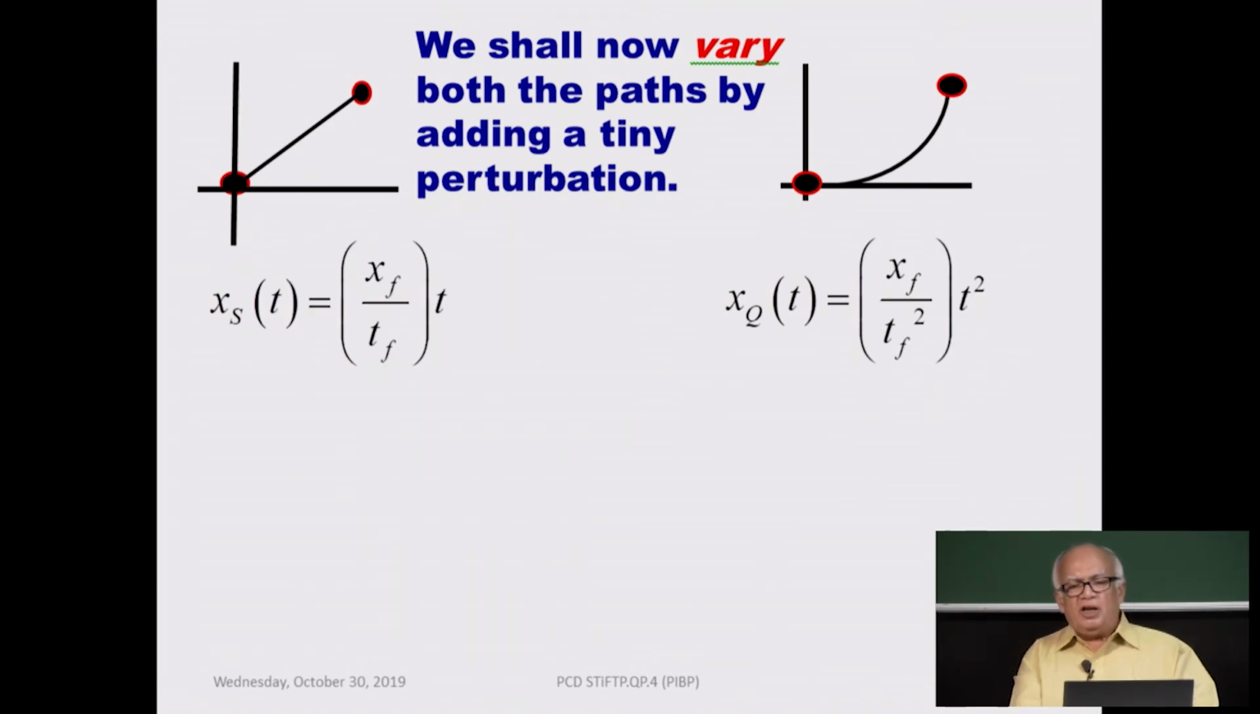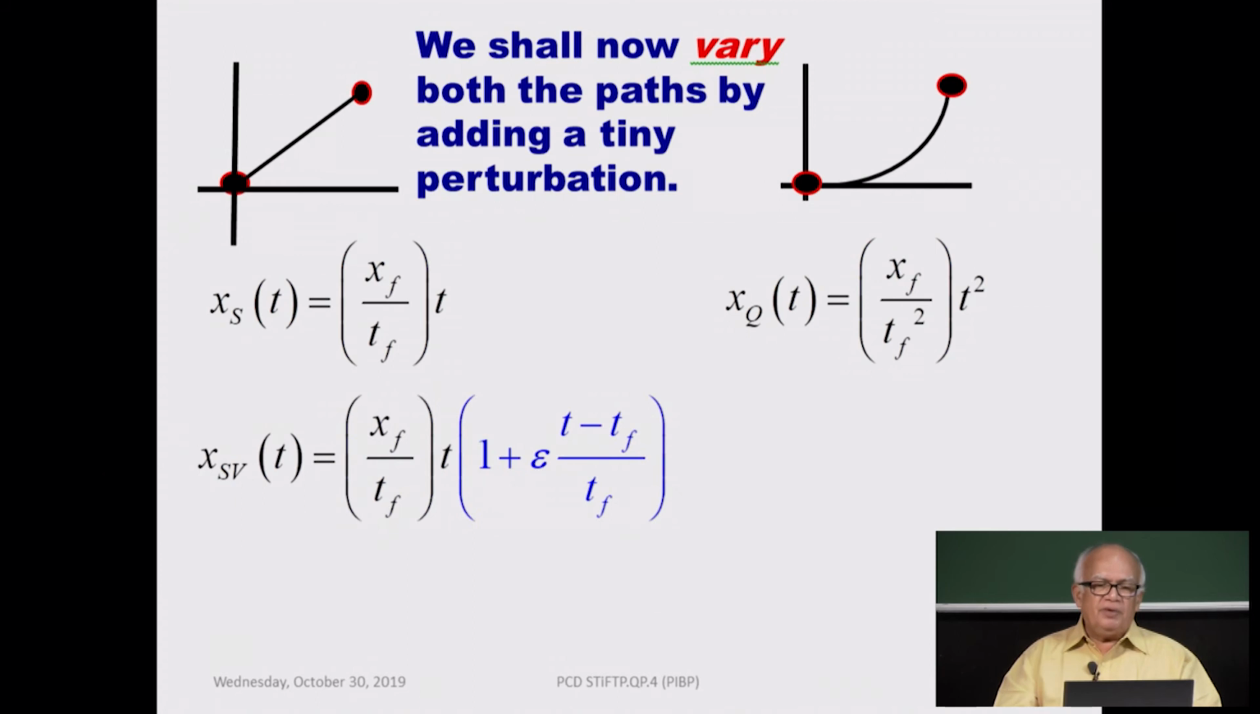So, this is the original path. The straight line path is a linear function of time, the quadratic is a quadratic function of time, and to the time variable we add a perturbation which is 1 plus epsilon times (t minus tf) by tf. Okay, so (t minus tf) by tf is a ratio. So, you have got a dimensionless small number which you add to unity. If epsilon is 0, you get the original straight and quadratic paths. When epsilon is a tiny number, you add a small perturbation, not very big, a small perturbation.